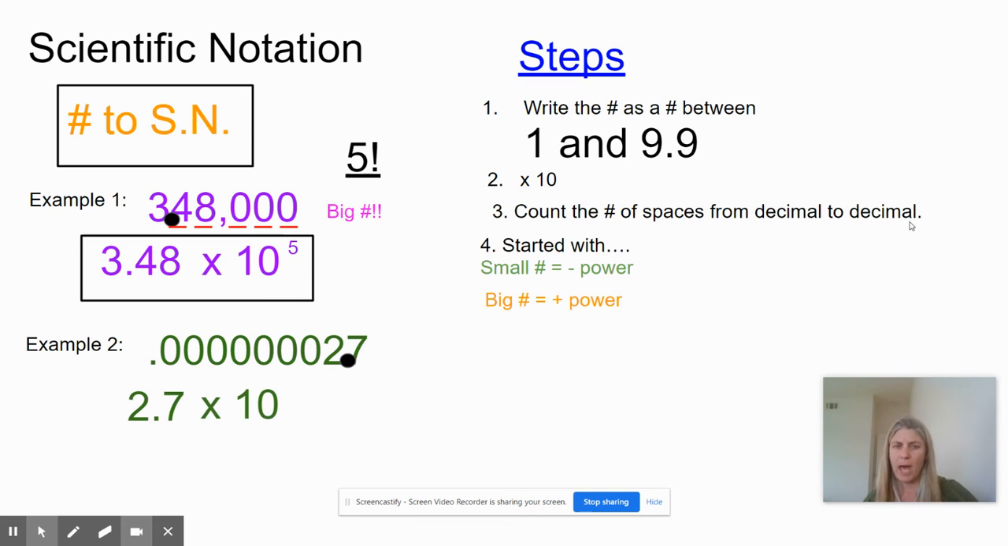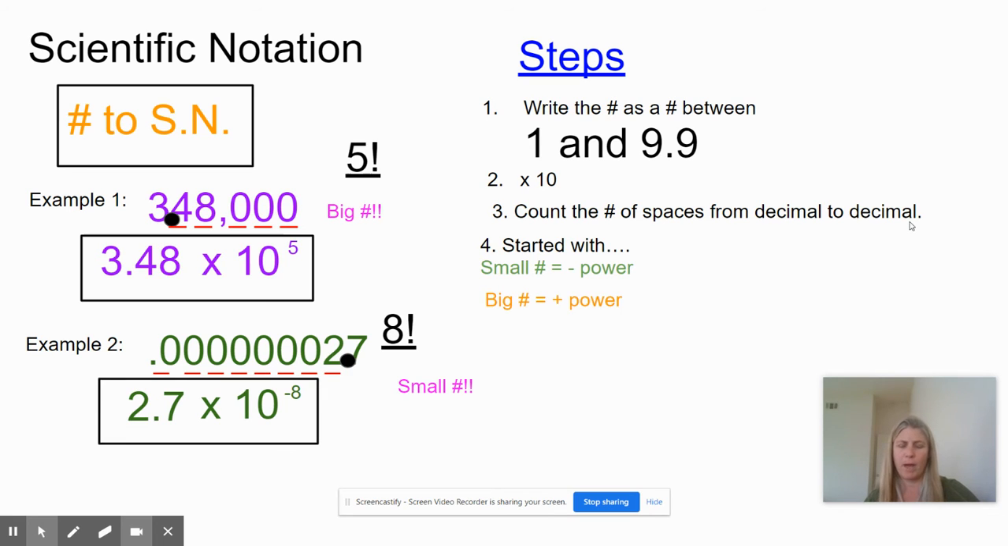And now we're looking at the power. So we're going to count the number of spaces between the original decimal point and where the decimal point is now. And as you can see, that's 1, 2, 3, 4, 5, 6, 7, 8. And we know we started with a really, really small number. If that was change in money, we wouldn't even have a penny. So we know that that is a small amount. And because it's a small number we started with, it's going to be a -8. So this number in scientific notation is 2.7 times 10 to the -8th power.